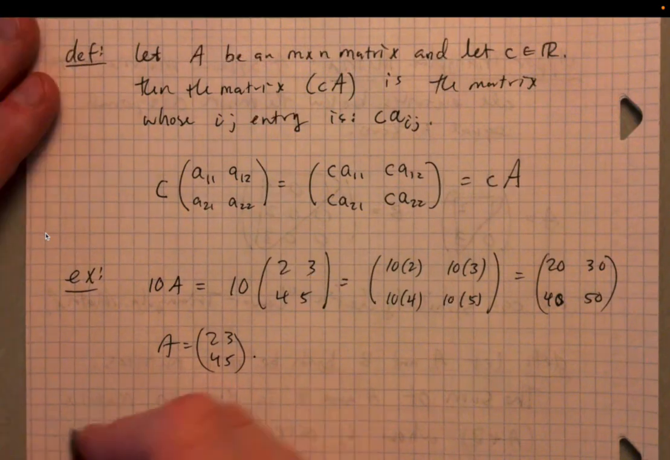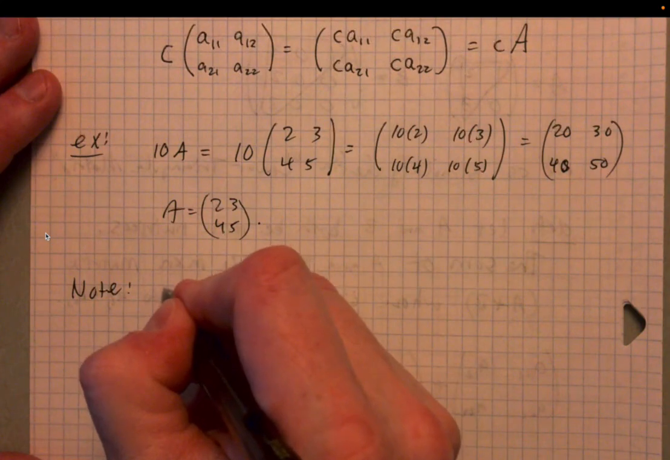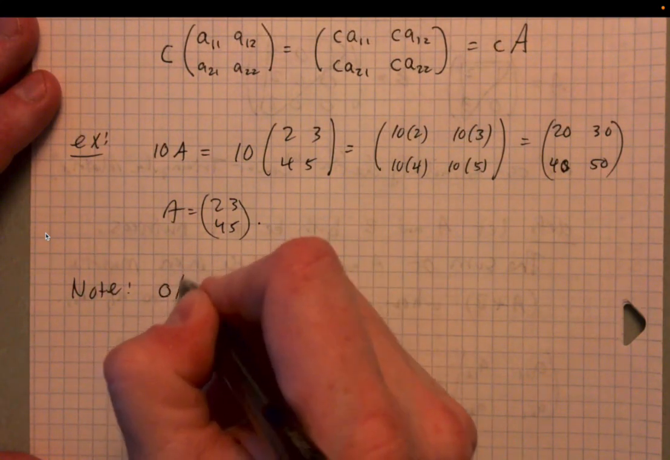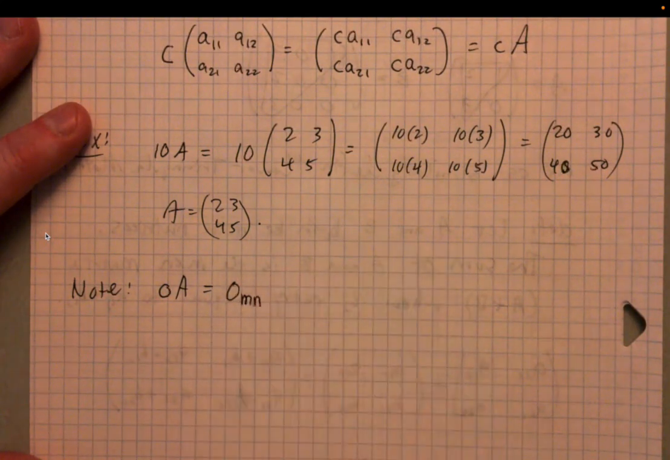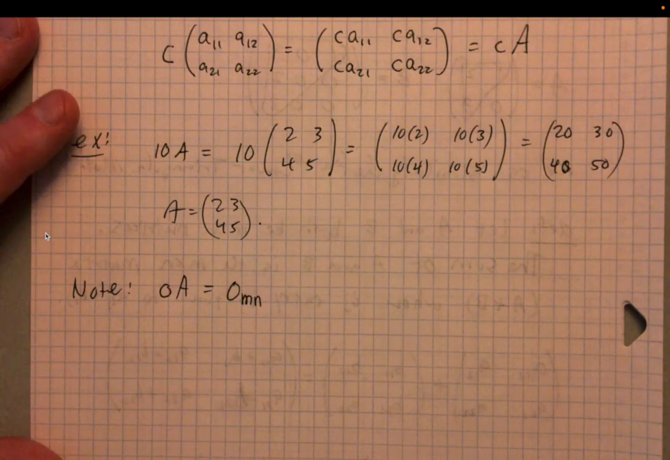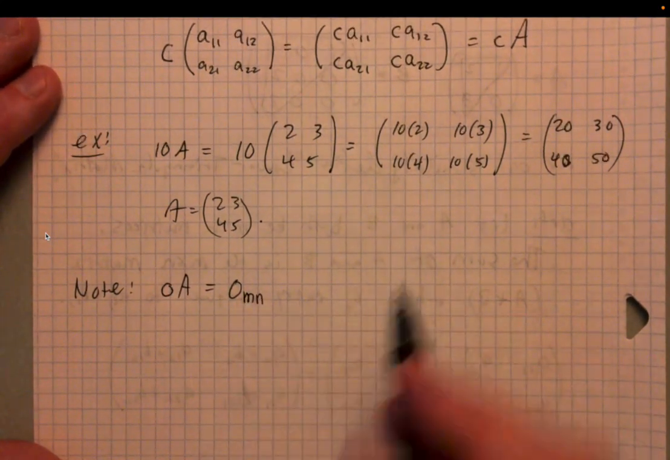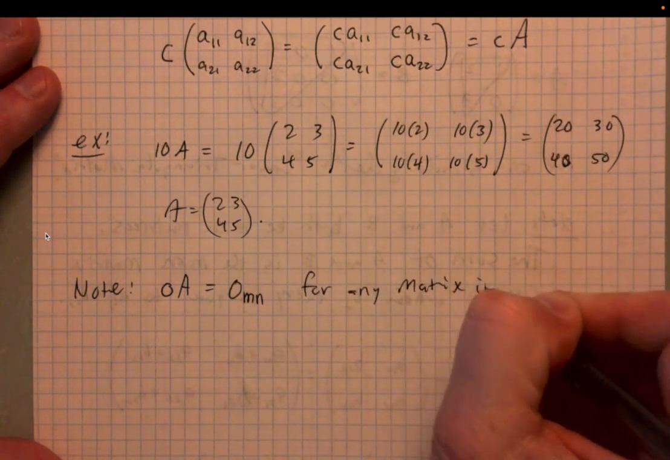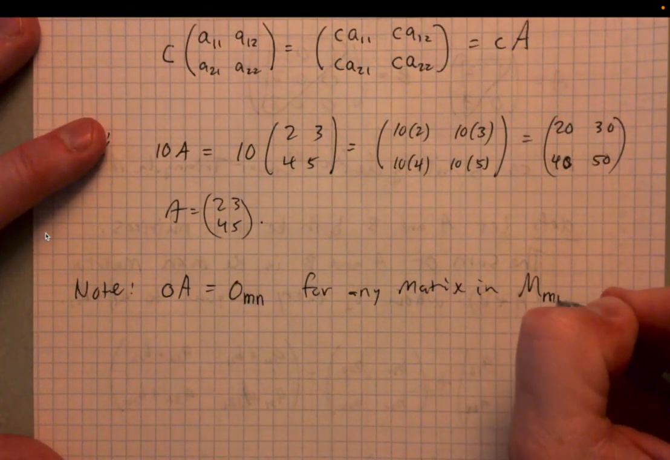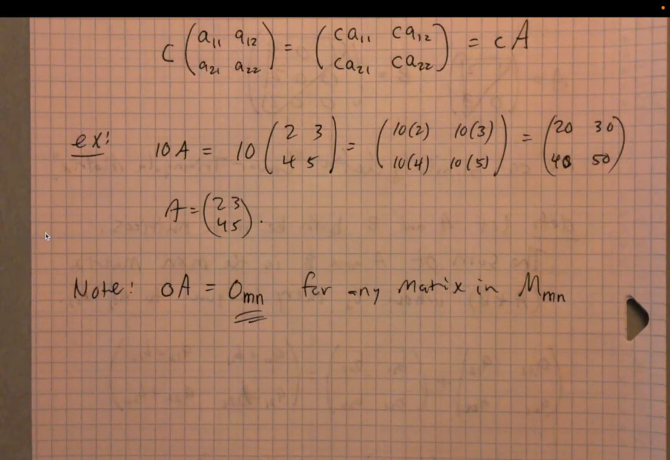All right, now something to note here. Note that the scalar 0 times A is equal to the 0 matrix. Right, so if A is an n by n matrix, then 0 times A is equal to the 0 matrix. And this is for any matrix in the space of n by n matrices. Right, and this is notation that we may use to denote the 0 matrix.